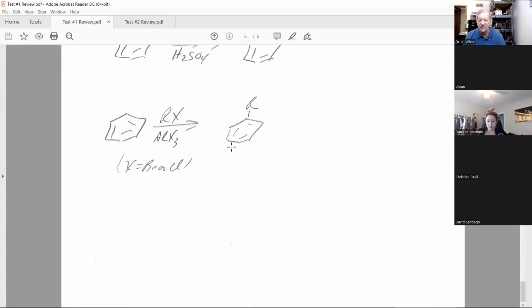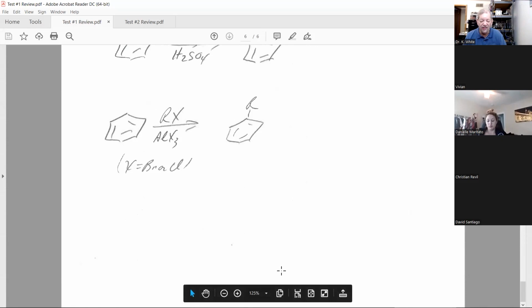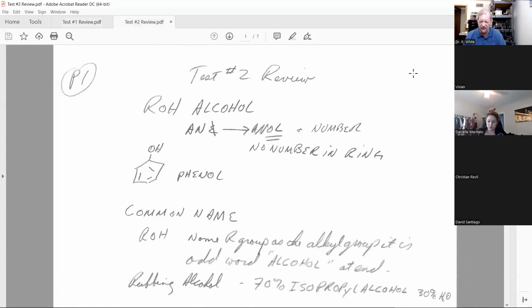And we have finished the material for test number 1. Let's move on to test number 2 review. And now we started getting some really good functional groups. And the first one is an alcohol. An alcohol is an OH group on a carbon, OH being hydroxyl.